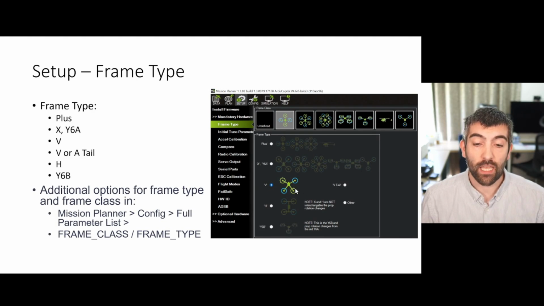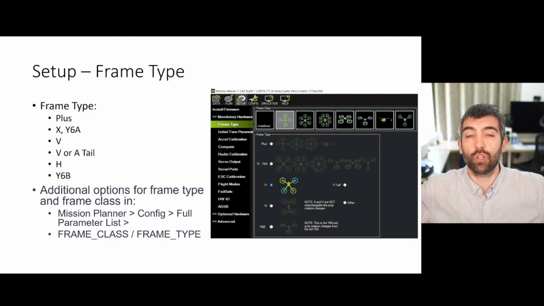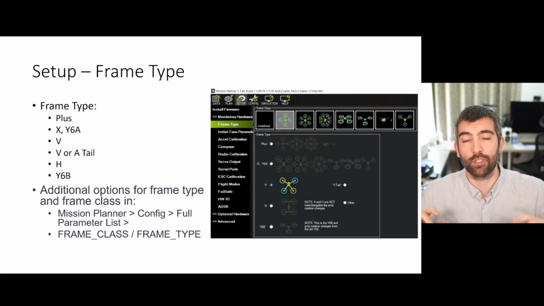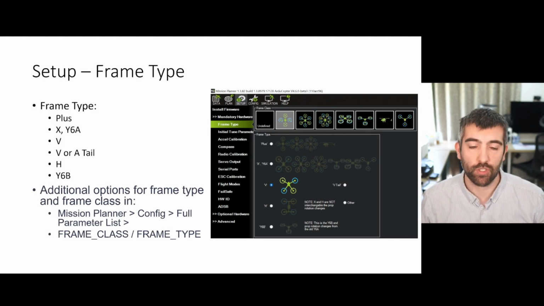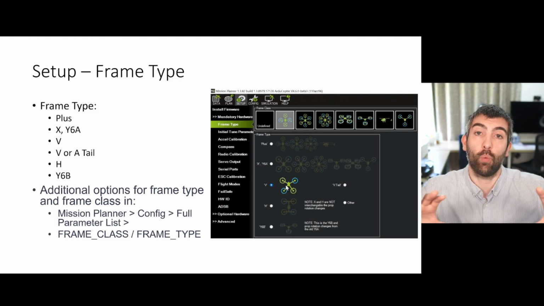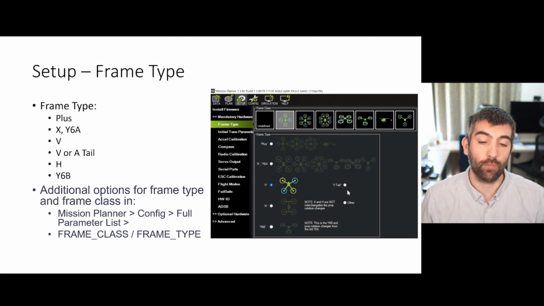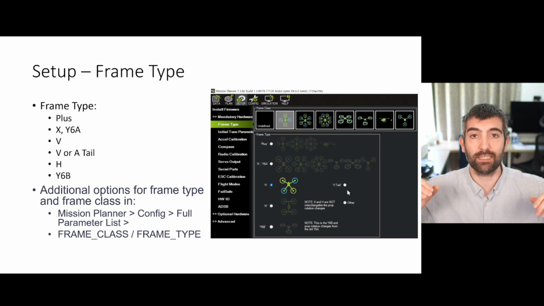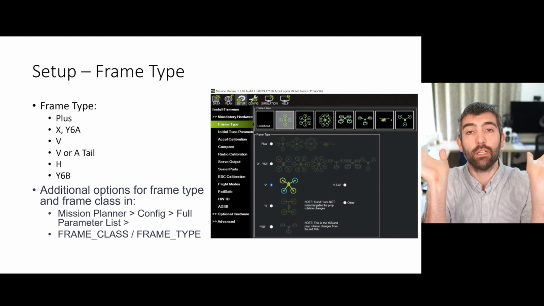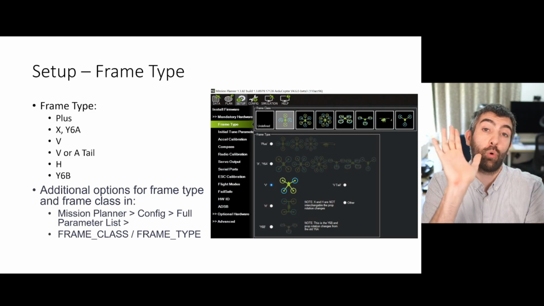A V-type layout is the same as the X, but with a V-type layout, you have the front motors wider spaced than the rear motors. And this is very typical for camera drones. So if you do have a camera drone, you might choose a V-type layout if you have wider spaced front motors. There's also an option for a V-tail. This is where you have the 2 rear tail motors angled so that they provide significant yaw authority.